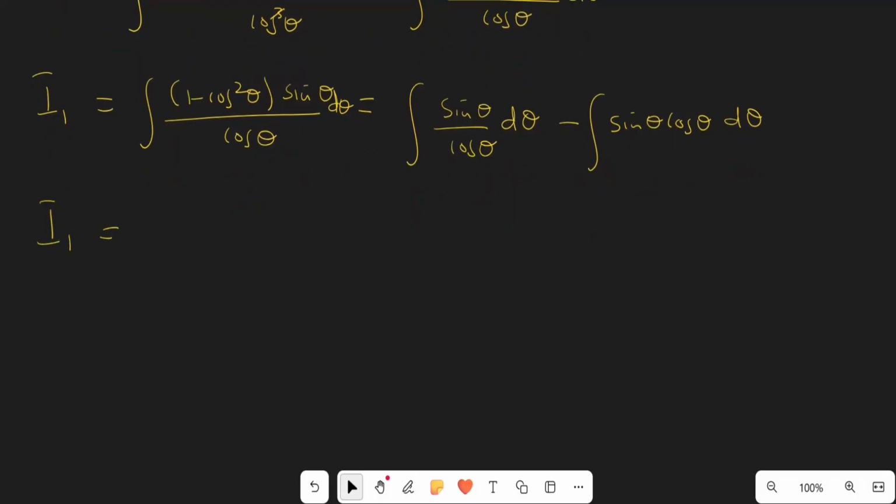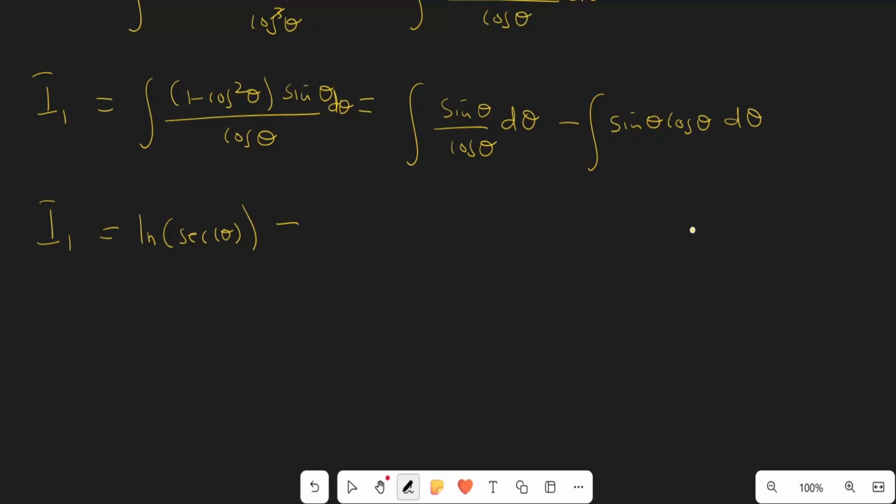So the first one is the integral of sine of theta over cosine of theta, which is the integral of tangent of theta. And integrating tangent of theta is just the natural logarithm of the secant of theta. So that is the integral of the tangent of theta, minus integrating this one, sine theta cosine theta.